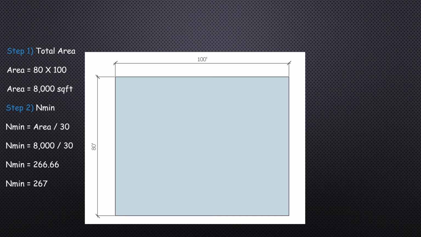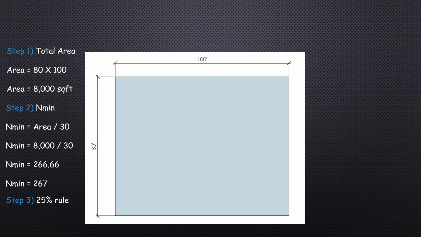Step 2. Let's calculate N-min. Because the square feet is over 1,600 square feet, you will use area divided by 30 as your equation for N-min. 8,000 divided by 30 equals 266.66. Remember, this is the minimum amount of z-values you need to collect. So let's just round up to get 267.